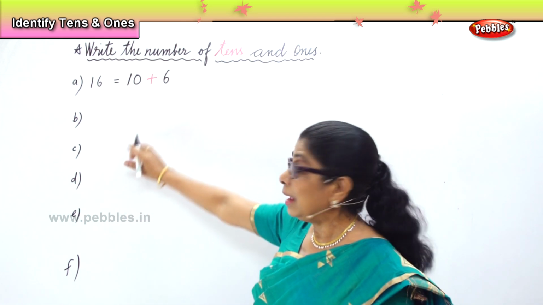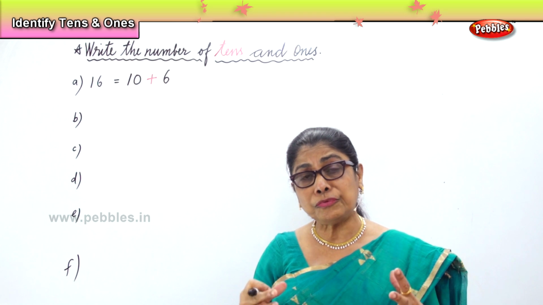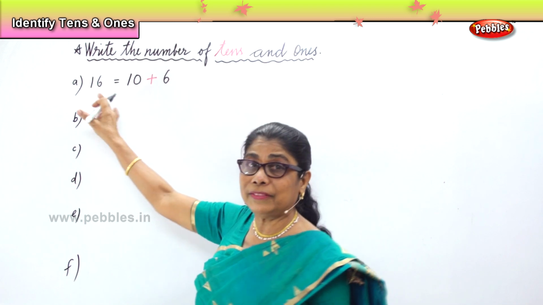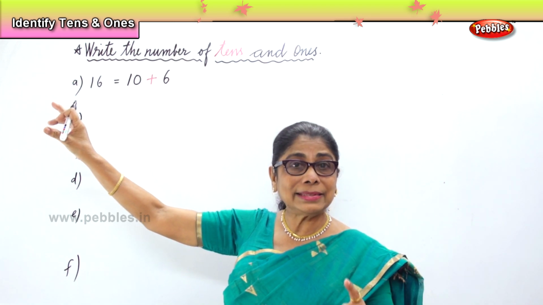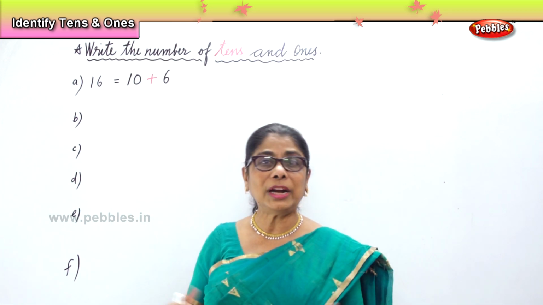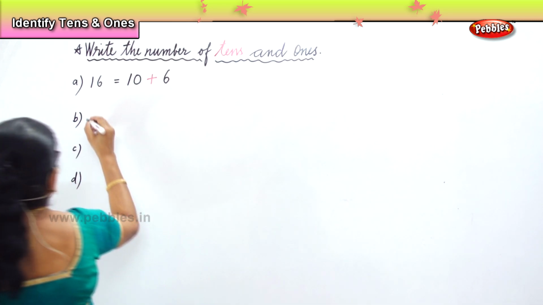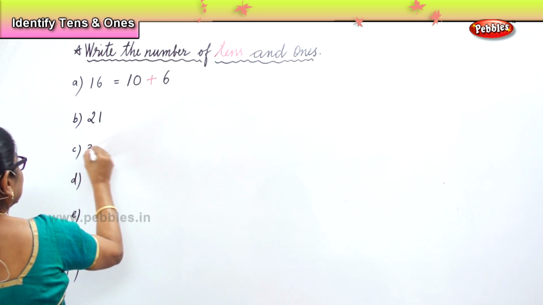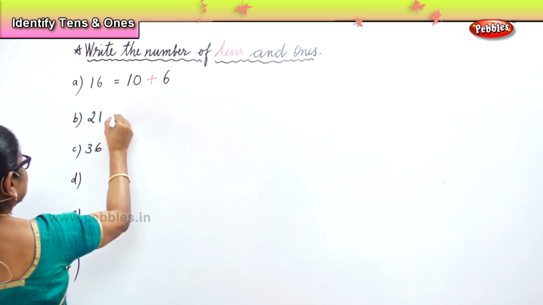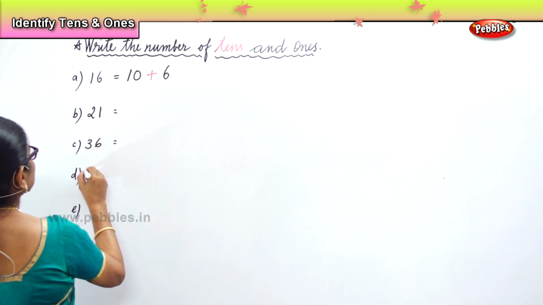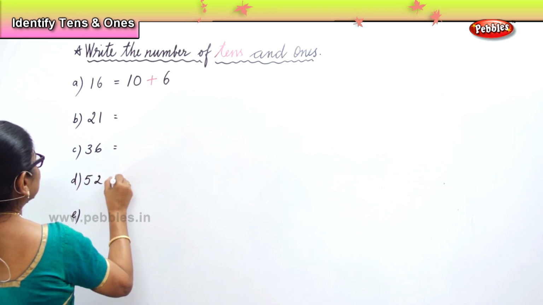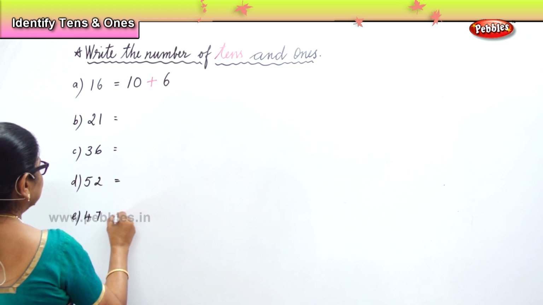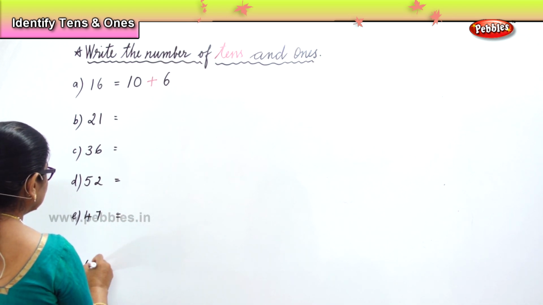So now I'll write at random some numerals for you to find how many tens, how many ones. When you look at the numeral given, 1 is in the tens place, 6 is in the ones place. Okay, now 21, 36, 52, 47, 63.